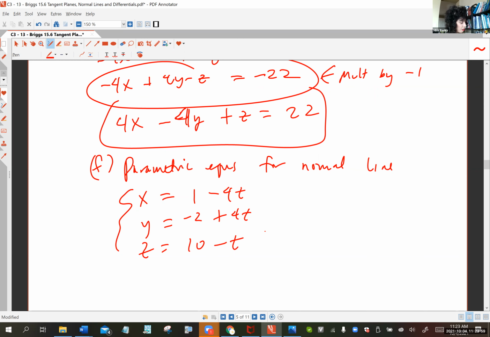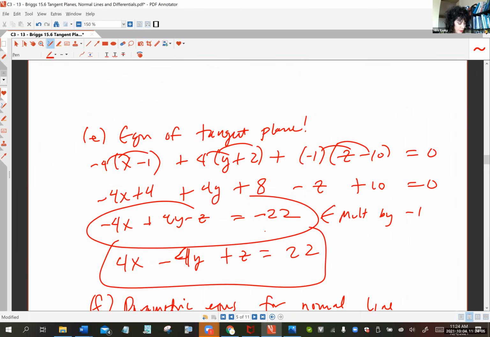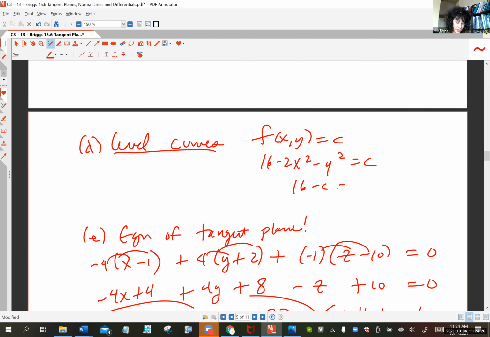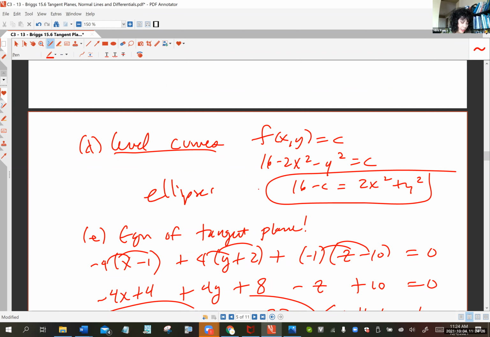Fantastic. And then I'll back up to letter D, where we have to describe level curves. Level curves are set f(x,y) equal to a constant. So 16 minus 2x squared minus y squared equals a constant. If I rearrange this equation, it's going to actually be ellipses again. Oh, there's those ellipses. Those are level curves. So what are we guaranteed? The little del f will be orthogonal to these level curves. Big del F is orthogonal to the big old surface.